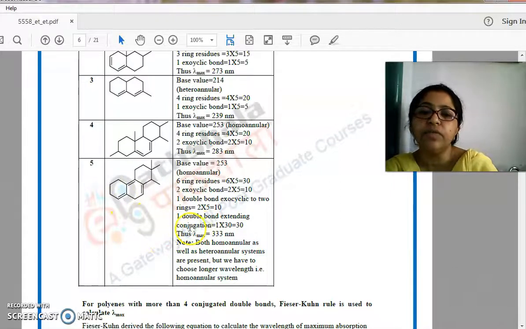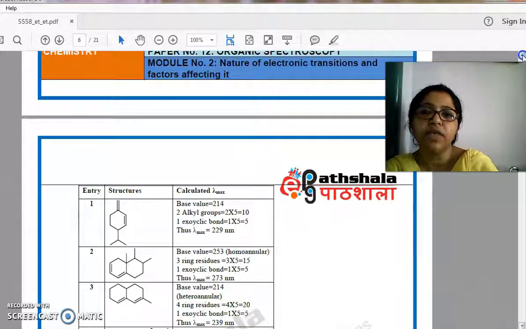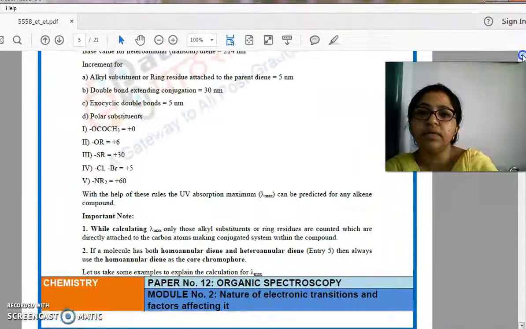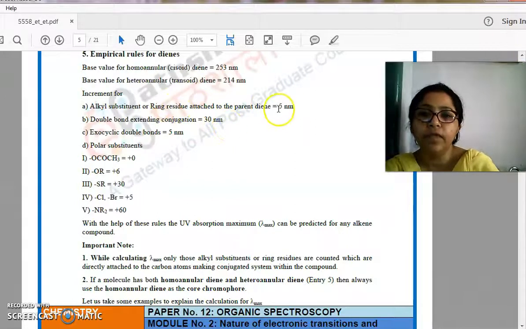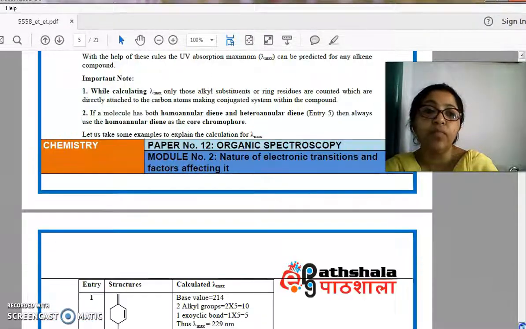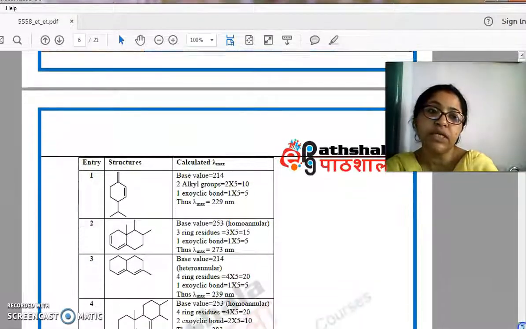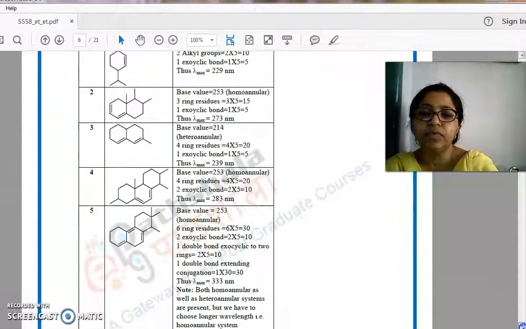Now another contribution you have to count here is the double bond extension. If you see the table on the last page, you have to remember the whole thing: 5 for ring residues. For double bond extension in conjugation, it is not a diene here, it is a triene rather, so you consider the base value for the diene, and for the third double bond you count 30 for an extension. If there are 4 double bonds, you count 2 into 30, that is 60. That is the thing, very interesting if you really want to learn. So lambda max, counting all this, comes up to 333 nanometer.